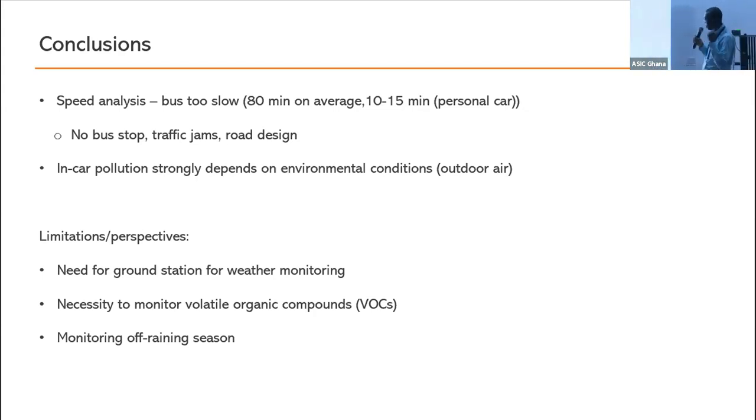So we had also some limitations that I would call perspectives. There's a need for us to have a ground station for weather monitoring. This is what we realized. There is also a need to monitor the volatile organic compounds, because we felt there are some smells in the bus, but we didn't know what kind of pollutants we had. So maybe it's very important to have a monitor.